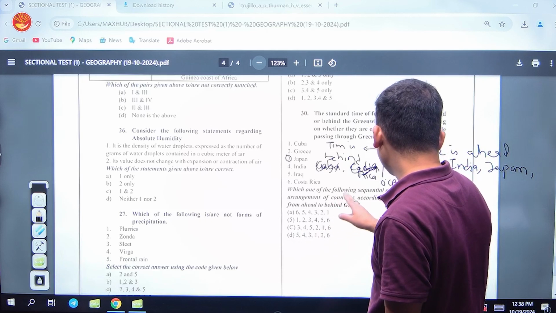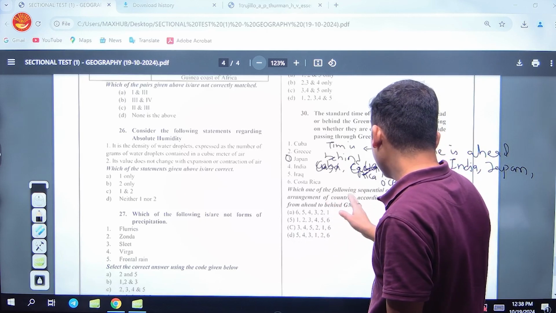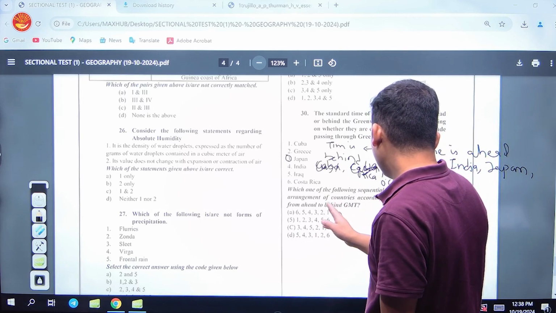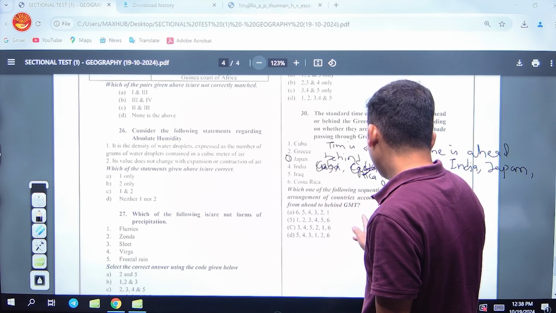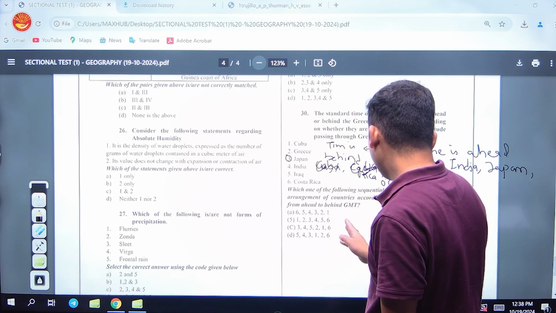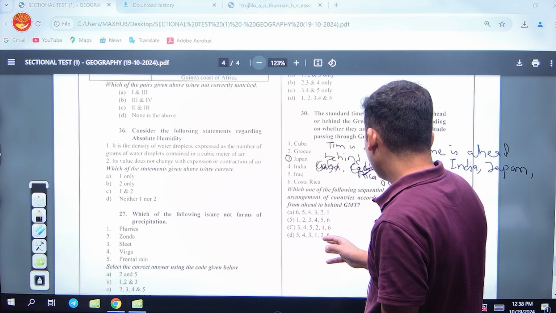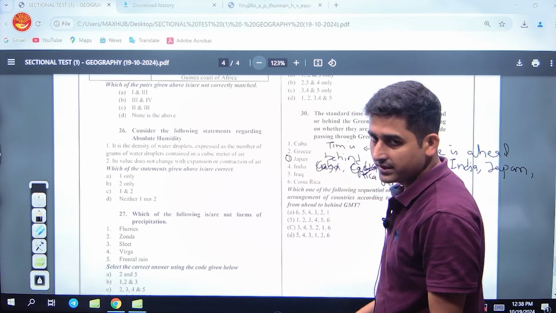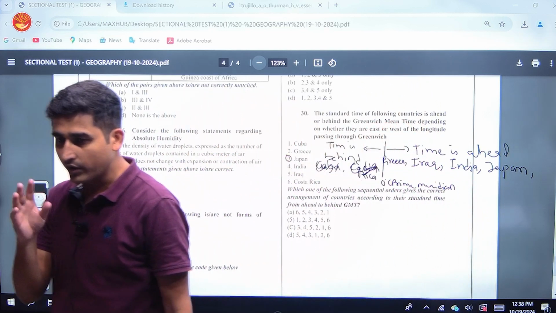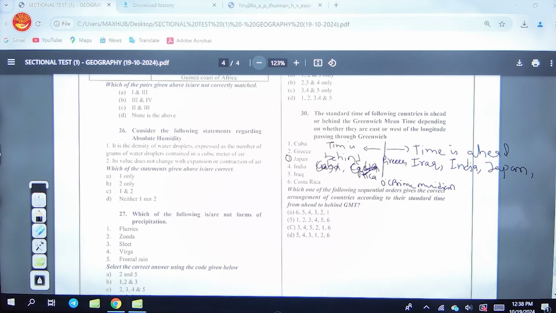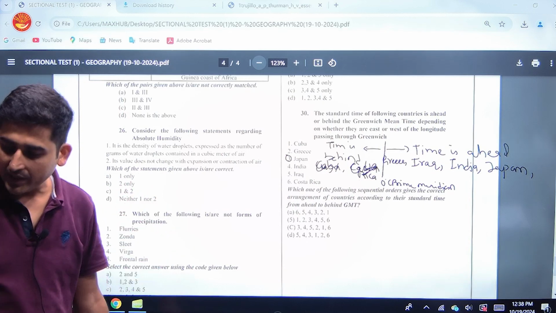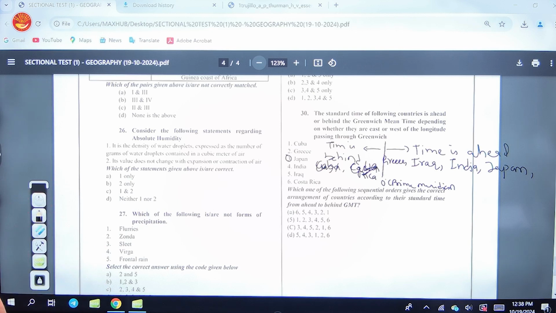Question 36: Which one of the following sequential orders gives the correct arrangement of countries according to their standard time from ahead to behind GMT? 3, 4, 5, 6. Yes, Costa Rica is the Central American country and Cuba is the Caribbean country. Cuba is in the Caribbean region. Look at the tip for Costa Rica. Look at the map of Central America. Central America is here, and this is Costa Rica, here at this tip.